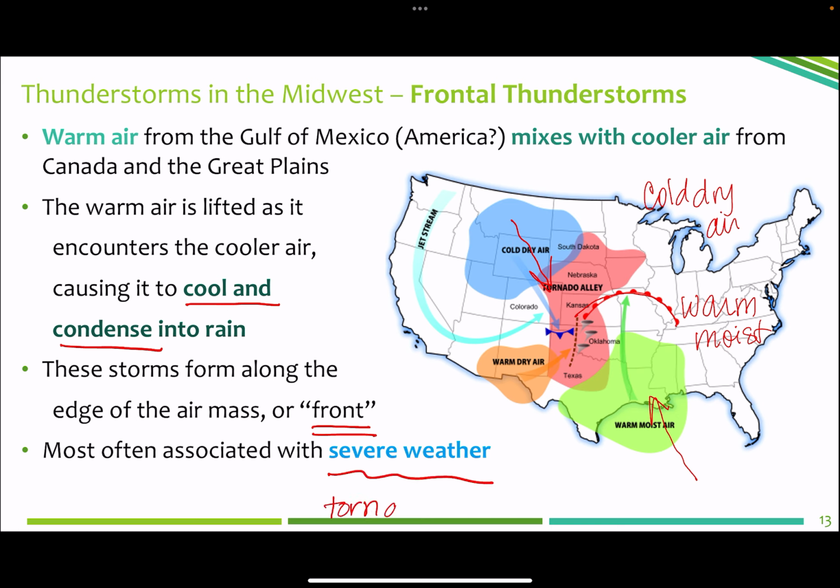So tornadoes, lightning, hail, etc. And the difference in the cool, dry air and the warm, moist air, the greater the difference, the more severe weather you could potentially get.